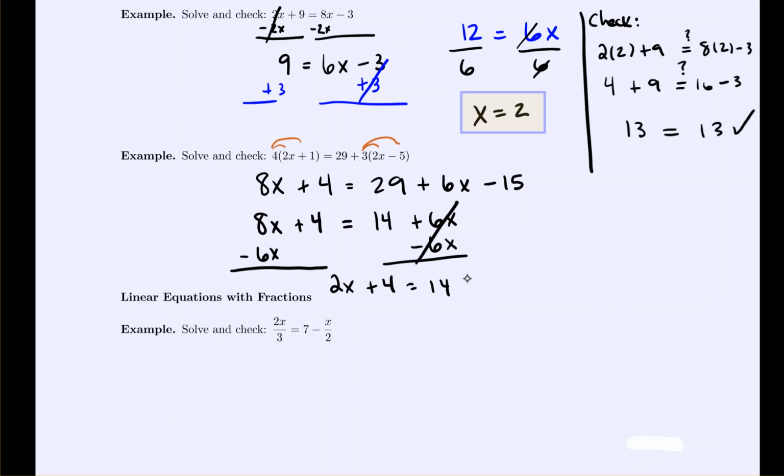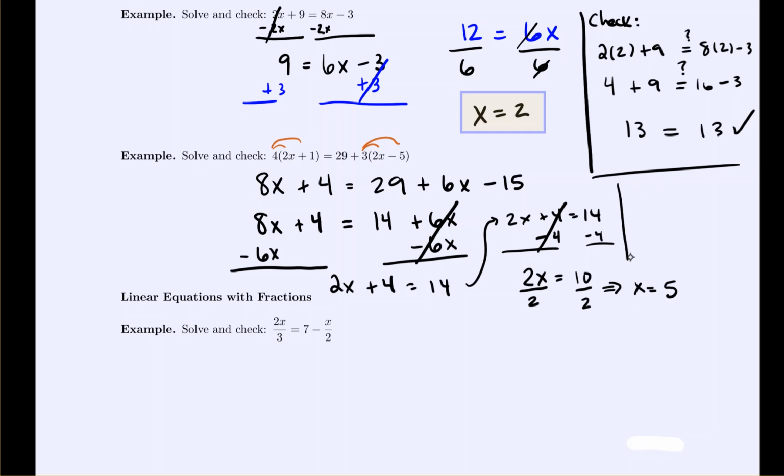Now we can solve for this, so we would get 2x plus 4 equals 14. We would subtract a 4 from both sides because it's currently positive, so we do the opposite. That would leave us with just a 2x equals 14 minus 4 is 10. To get x by itself, it's currently being multiplied by 2, so we do the opposite and we divide both sides by 2. And that would give us x should be equal to 5. Now let's verify our answer.